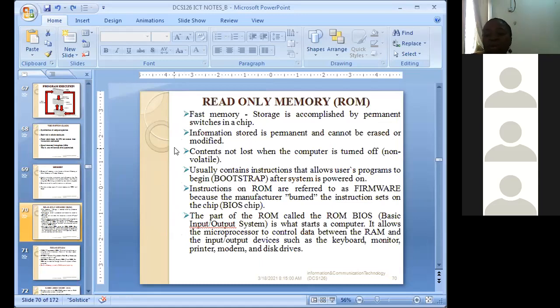The read-only memory, ROM, is a fast memory whereby storage is accomplished by permanent switches in a chip. Information that is stored is permanent and cannot be erased or modified. Contents are not lost when the computer is turned off. So I'll explain 1, 2, 3 before I go to the next one.